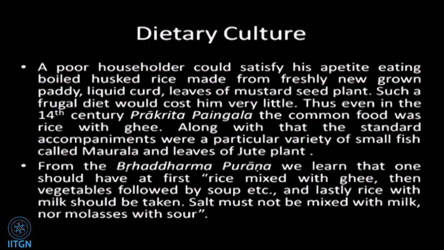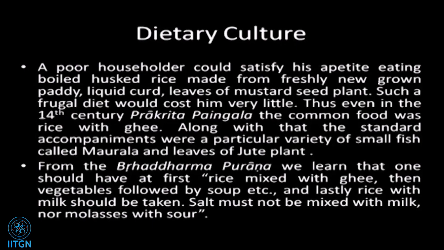Then we have this Prakrita Paingala, which is a text from the 14th century, which says that common food was rice with ghee, and then there is a particular kind of fish. It's a small fish, but a delicacy for the Bengalis. And it says that that fish was always there in the diet, and it has a different angle to it, because this fish is said to be very good for your eyes. So you have this particular variety called morala and leaves of jute plant. Now this jute plant was fried. They used to make a kind of fried dish with this jute plant and then eat. So this kind of description we have.